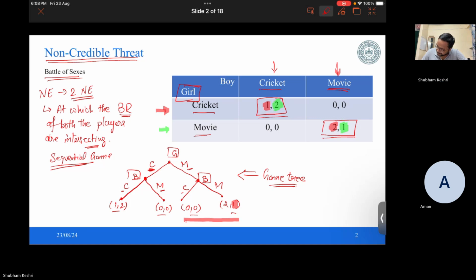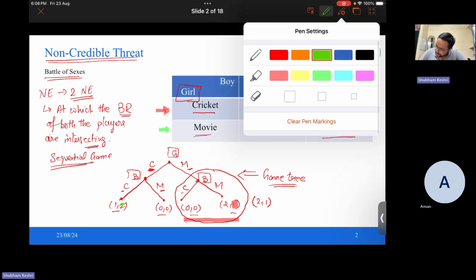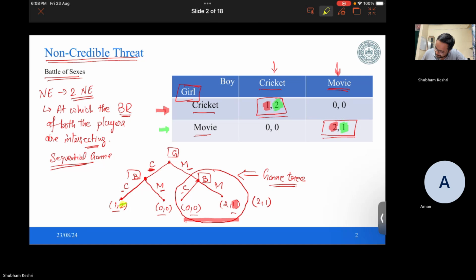Now, so the boy will play movie. Therefore, this subgame will be solved as 2, 1. All right. Similarly, on the other end, when boy is playing cricket, he is getting a utility of 2 instead of 0. Therefore, he will play cricket.